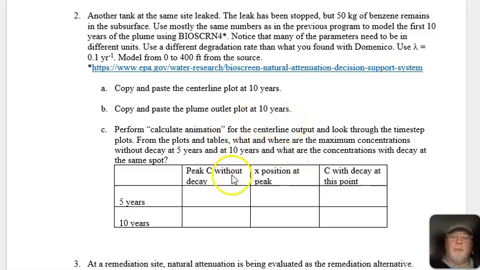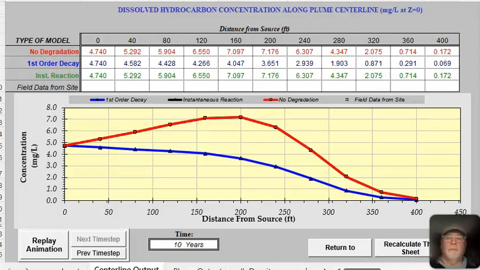And then find where the peak concentration is without decay at 5 years and at 10 years. Make a note of where that is in X position, and then look at the concentration with decay at those X positions and write down that number. Here, I'll show you what I'm talking about.